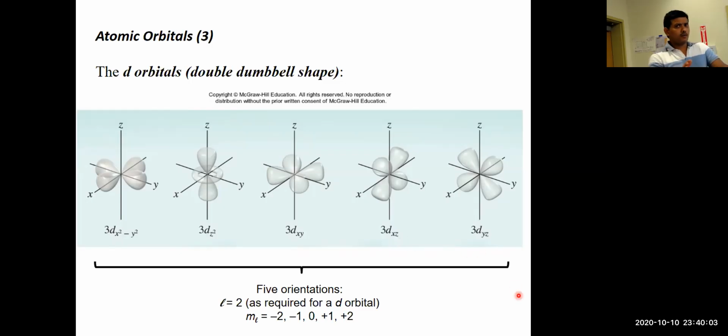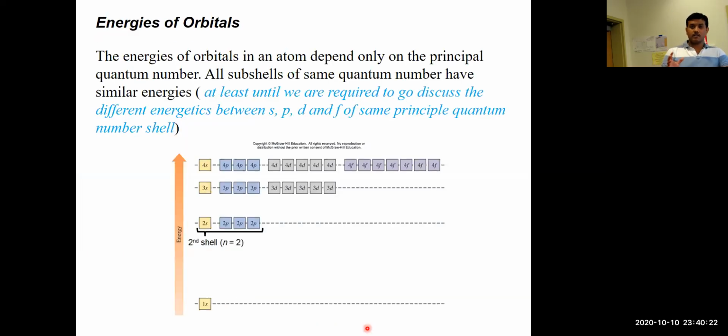I don't require you to remember these orientations in this class. You just need to know that d orbital has 5 orbitals, and each orbital will hold 2 electrons maximum, and what their quantum numbers are. L is 2 and ml is these many. Okay. The general assumption for us, and it is true mostly, is that the subshells in each shell contain the same levels of energy. Different shells contain different energies, but each shell contains subshells of the same energy level.